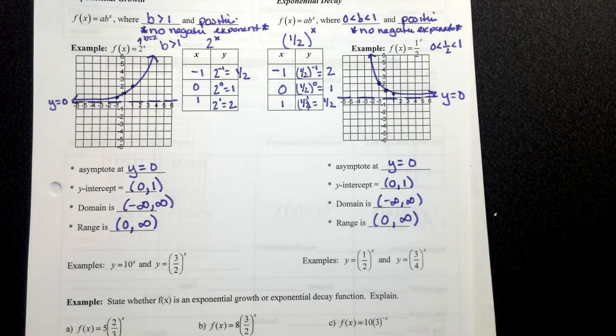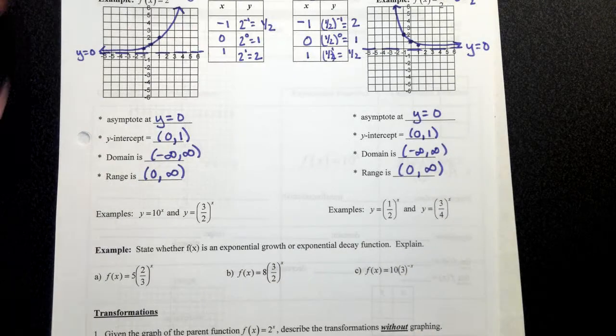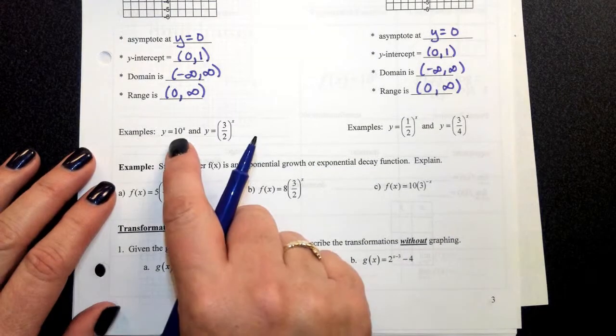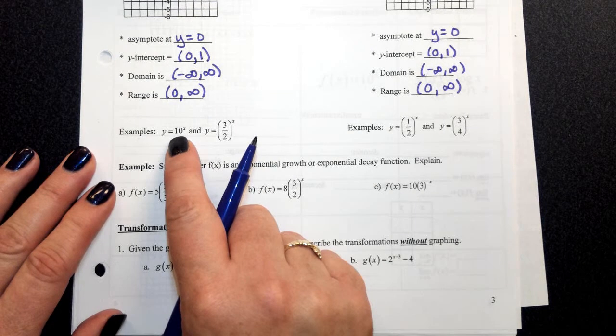And now, of course, if you're comfortable with the parent function, we can start shifting these things around, moving them up, down, left, and right. So for example, let's take a look at 10 to the x. Is 10 to the x going to be a growth or decay? Growth.